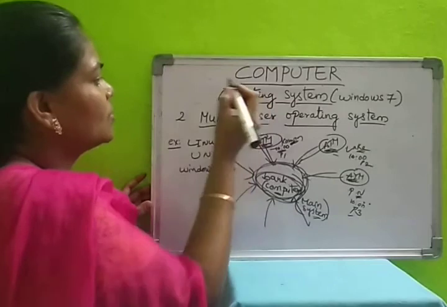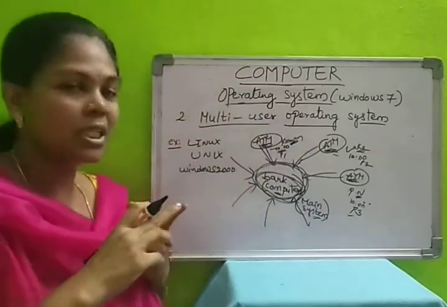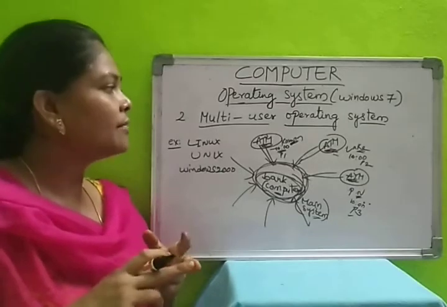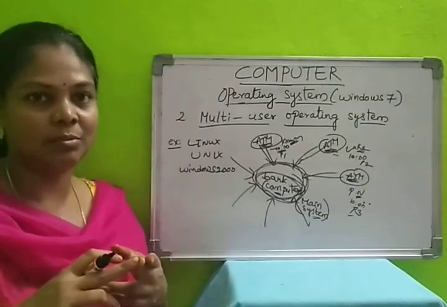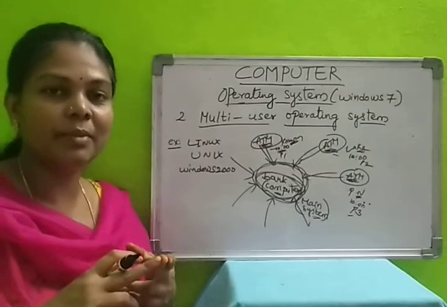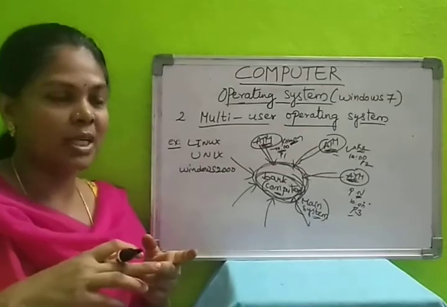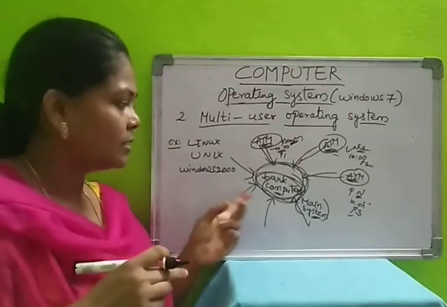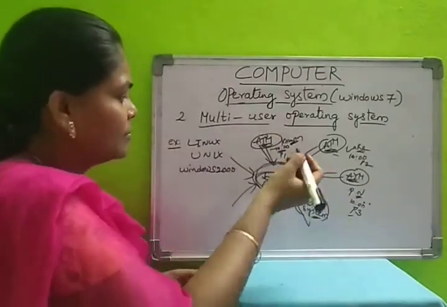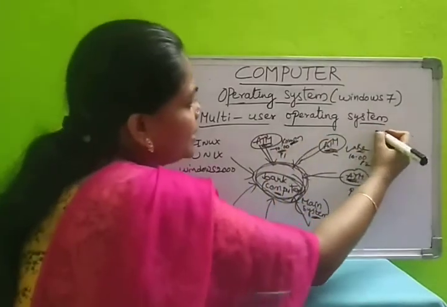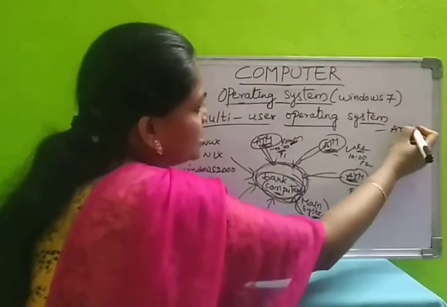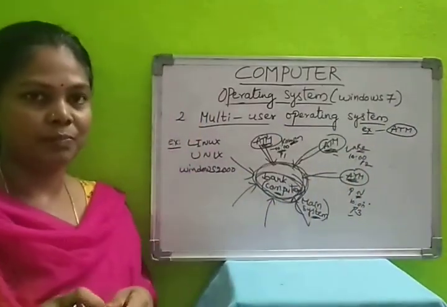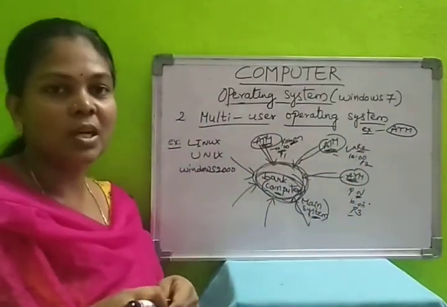So in operating systems, how many types are there? Single-user operating system, which means only one person can use the system. The second one is the multi-user operating system, where many people can use the system at a time, but all those systems are connected to the main system which is at the bank. So the main example is the ATM machine. The ATM machine is the example for a multi-user operating system. Okay, so I hope you all understood.